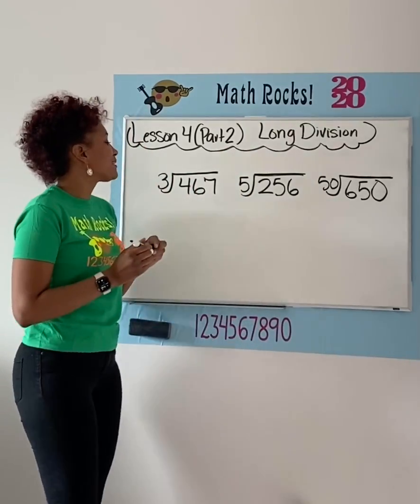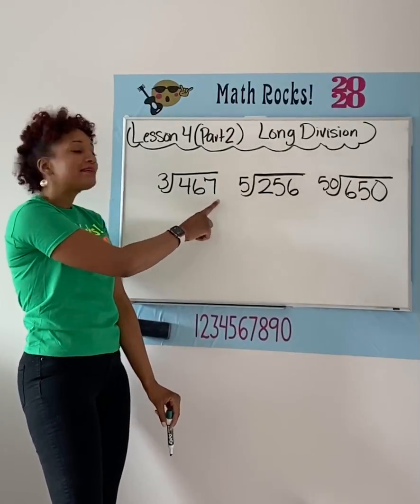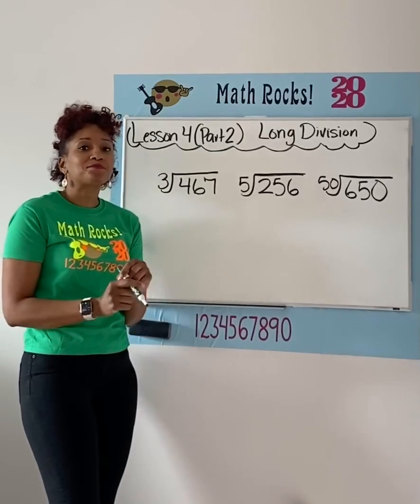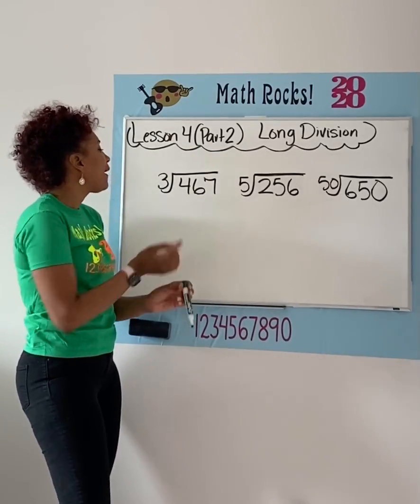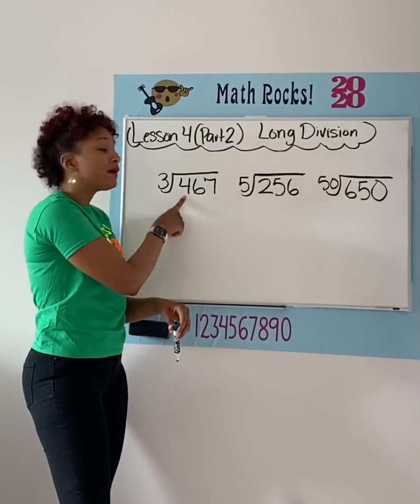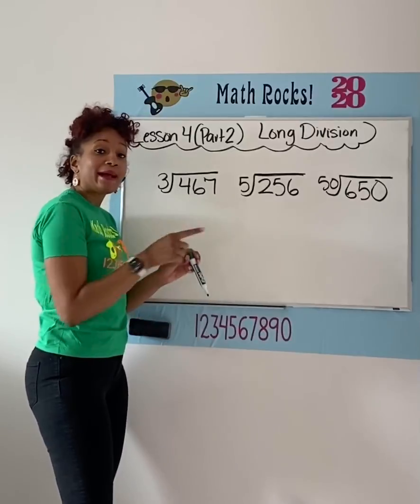All right, let's start with this one. I have the number 467, and I'm going to divide it by 3. But I'm going to start with the number 4. So I'm going to ask myself, how many groups of 3 can I make out of 4? Or how many times can 3 fit into 4? And my answer is 1.